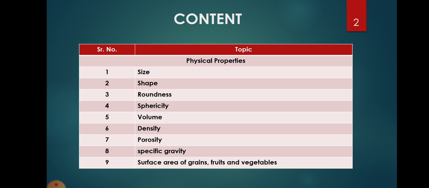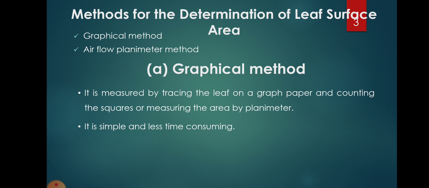So these are the contents. The remaining property, that is surface area of grain, fruits and vegetables, will be covered in this video lecture. So, methods for the determination of leaf surface area. Basically there are two methods for the determination of leaf surface area. The first one is the graphical method and the second one is the airflow planimeter method.